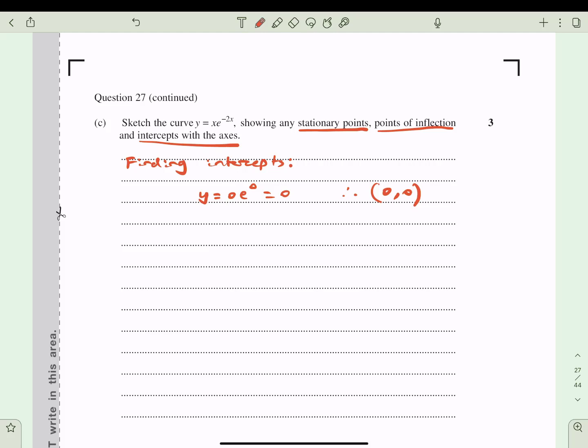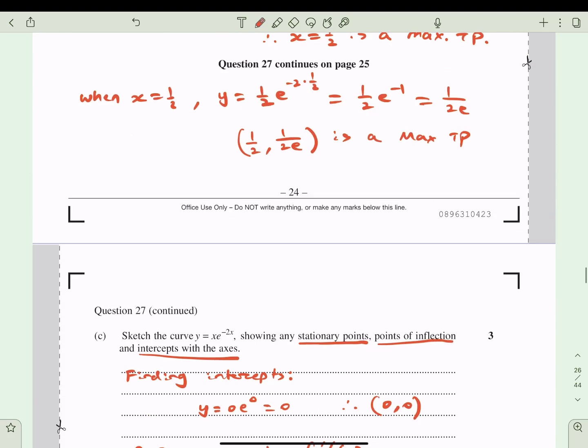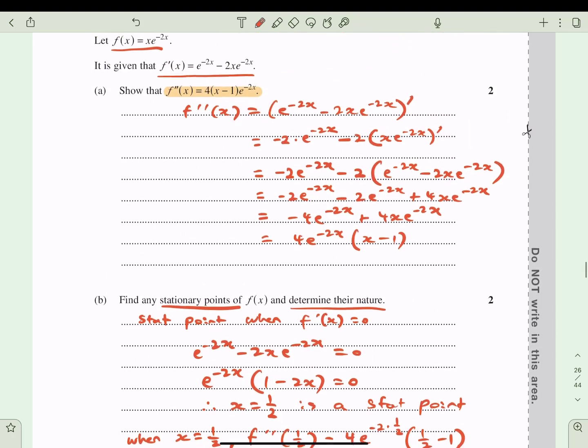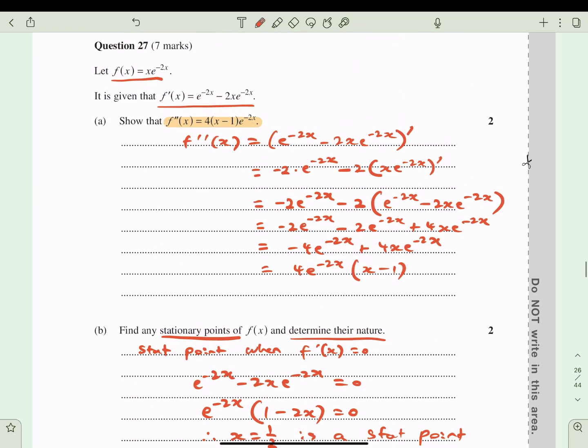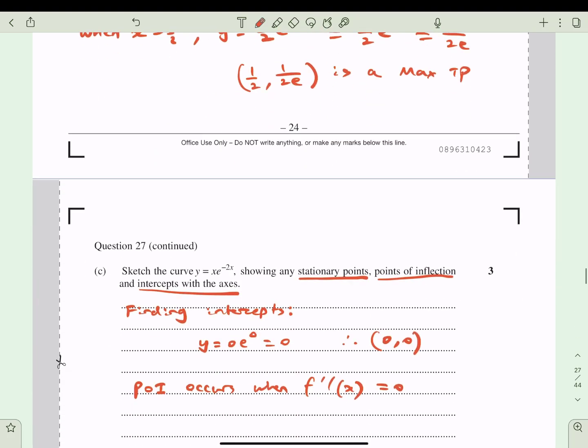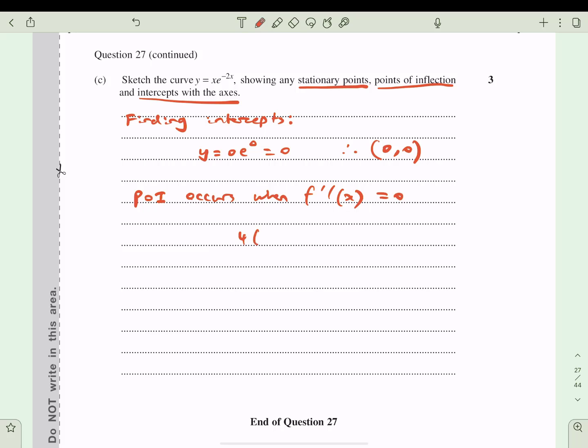Okay. Next, point of inflection. When does the point of inflection occur? A point of inflection occurs when the double derivative, f''(x), is equal to 0. So scrolling back up to my question, f''(x) was equal to 4 times (x minus 1) times e^(-2x). So 4 times (x minus 1) times e^(-2x) equals 0. And as we can see here, a point of inflection should occur when x equals 1.